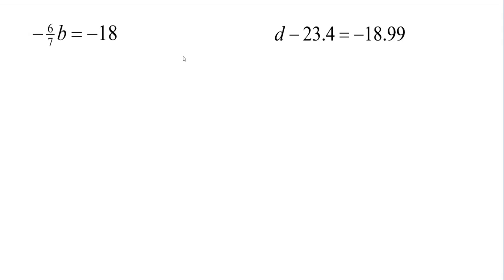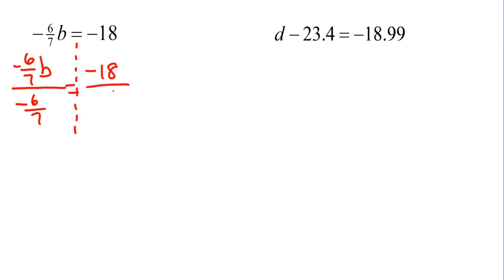Next, negative 6/7 times b equals negative 18. Again, I'm going to divide my equation into its parts. b is the side I'm looking at here. This is multiplied by negative 6/7. So the opposite or the inverse of that, I'm going to undo that by dividing by negative 6/7. So I need to divide both sides by negative 6/7.